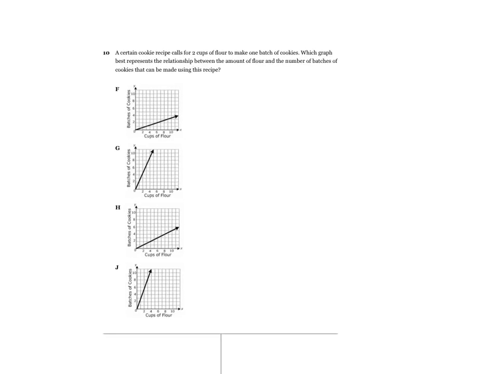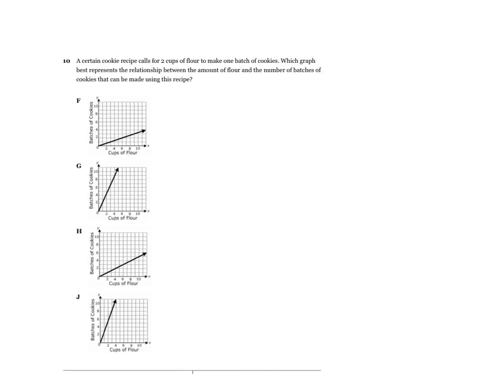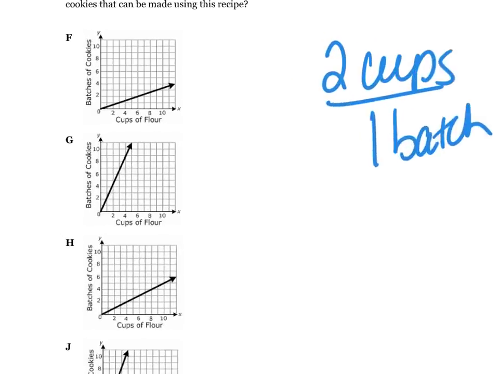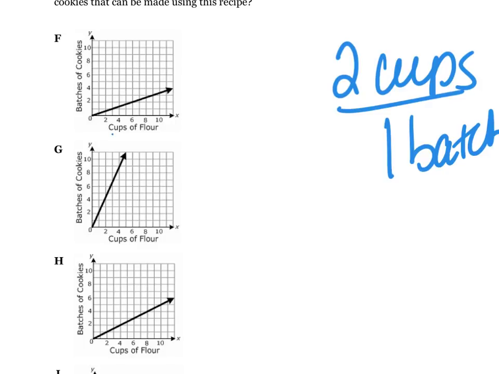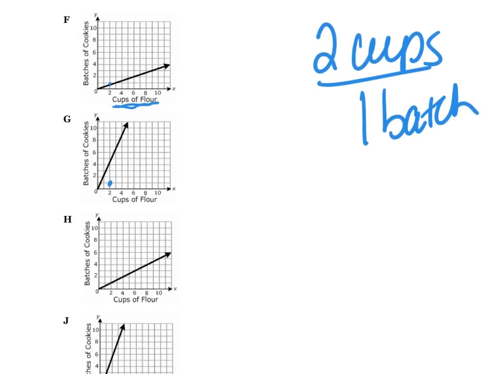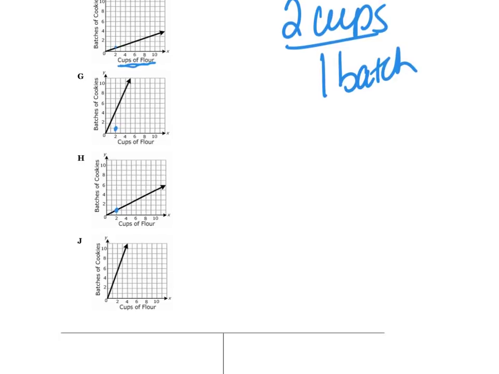Number 10. Okay, a certain cookie recipe calls for 2 cups of flour. This one was hard to read on the graph. But 2 cups of flour for 1 batch of cookies. Okay, well, I'm going to go to my flour. At 2 cups of flour, you have to read the words on the graph. That's the part of your problem. It should go across 1, which should be right there. That one doesn't quite hit it, does it? No. 2 cups, 1. That doesn't hit it. Ooh, I think that one does. This one for sure doesn't. Simple enough.